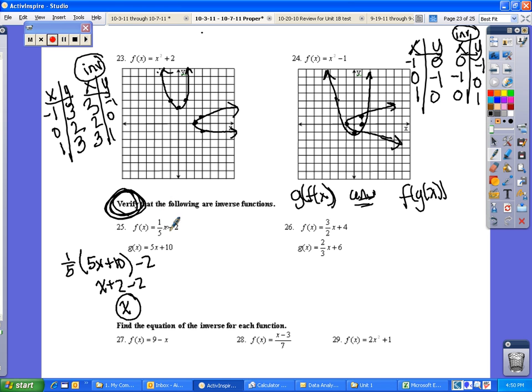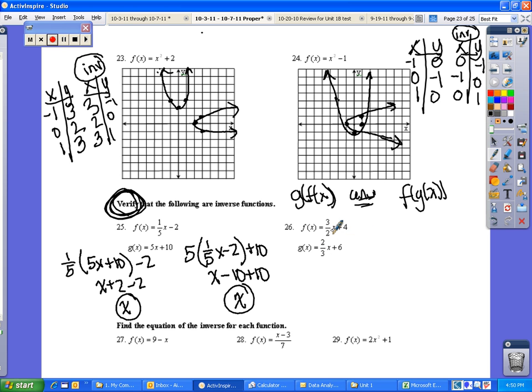Now you're going to do the other way. You're going to take this and put it in here. So 5 times 1/5 x minus 2 plus 10. 1/5 of 5 is 1, so it's just x. 5 times negative 2 is negative 10 plus 10, which is 0, so that leaves me with just x. So I've verified the functions.